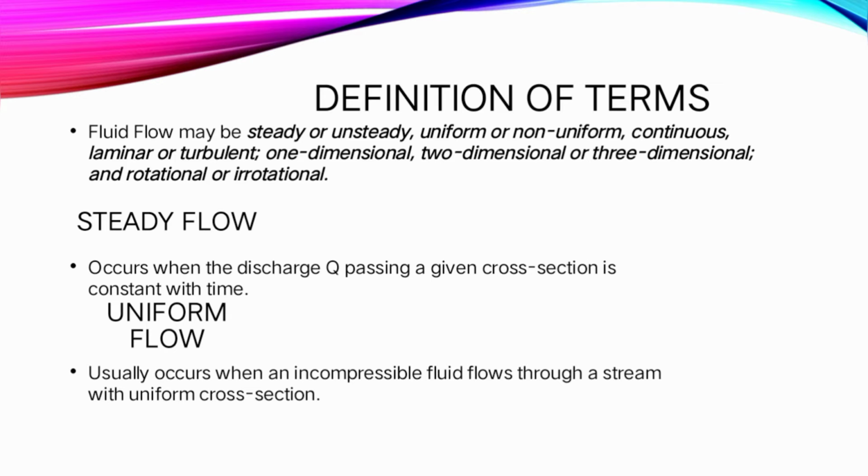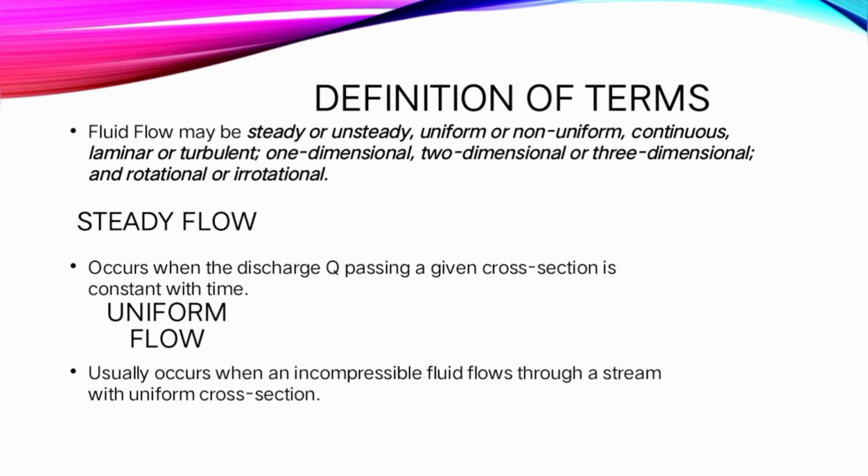Steady flow. Steady flow occurs when the discharge Q passing a given cross-section is constant with time. If the flow Q at the cross-section varies with time, the flow is unsteady.